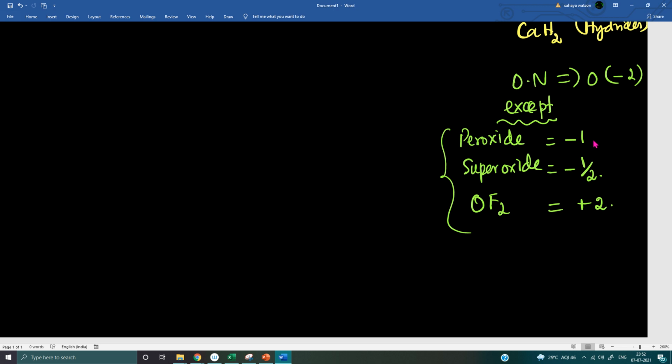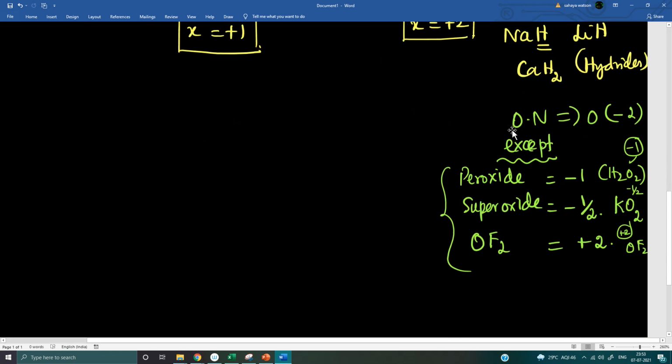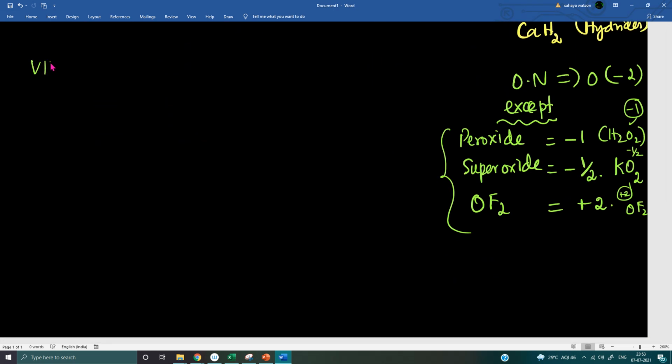In peroxide, let me give an example for peroxide. It ends with O2. Okay, peroxides, then the oxidation number of oxygen is taken as -1. It is not -2, it is -1. Superoxide, for example KO2. Here the oxidation number for oxygen is -1/2, whereas in OF2, the oxidation number is +2. So these are the 3 exceptions for oxygen. So let me write one by one. So this is our 7th example.